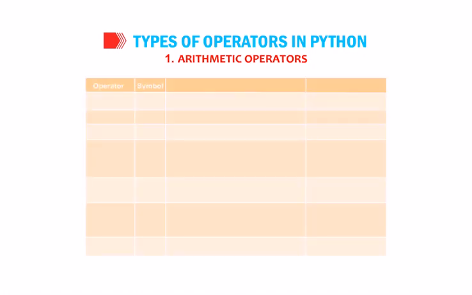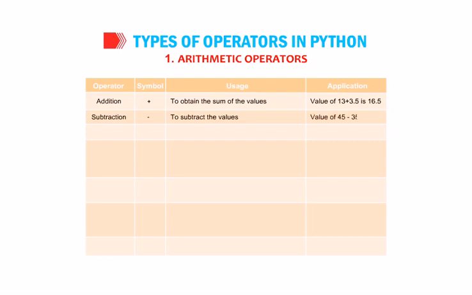Operator, symbol, usage, application. Addition, plus: to obtain the sum of values. Value of 13 plus 3.5 is 16.5. Subtraction, minus: to subtract the values. Value of 45 minus 35 is 10. Multiplication, asterisk: to find the product of the data. Value of 6.2 into 6 is 37.2.